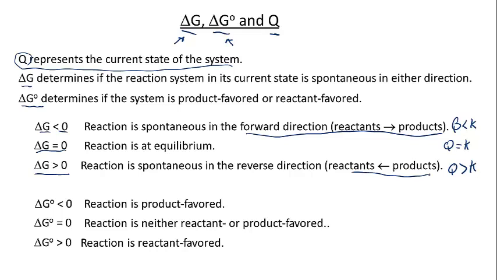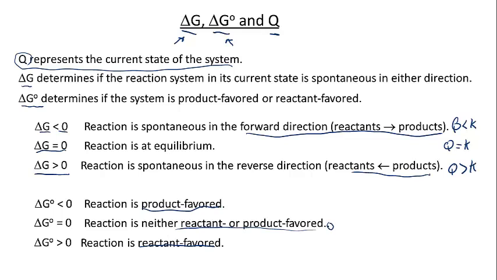Now, if you have delta G0, that represents going completely from reactants completely to products. So if delta G0 is negative, the reaction is product favored, meaning that an equilibrium system will be mostly products. If delta G0 is greater than 0, it's reactant favored, meaning an equilibrium system will be mostly reactants. And if it's equal to 0, it's neither reactant favored nor product favored.